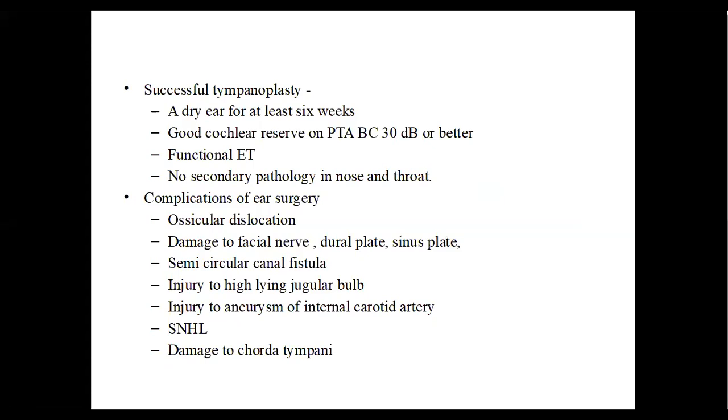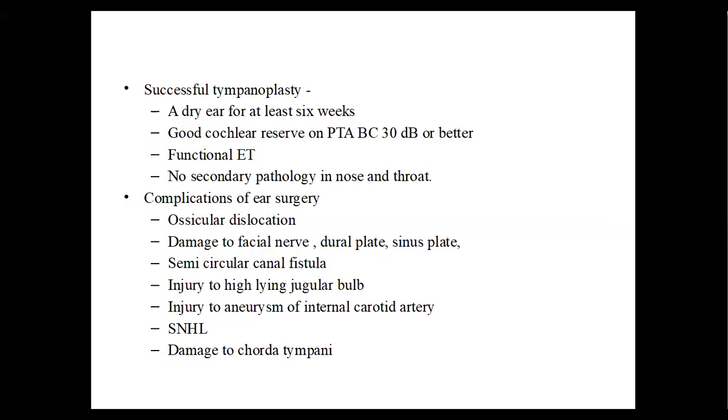If you are in a hurry and you operate on a wet ear, the chance of graft failure is very high. Then for the patient to develop a good hearing gain after the surgery, the patient should have a good cochlear reserve. That means the patient should not have sensorineural loss or mixed loss. If he has such hearing loss, then hearing gain after the surgery will not be good. Then functionality of the eustachian tube. If there is eustachian tube pathology or dysfunction which is not treated, then success of tympanoplasty is not so good. Then if you have treated well the nose and throat condition, again the surgical failure is less.